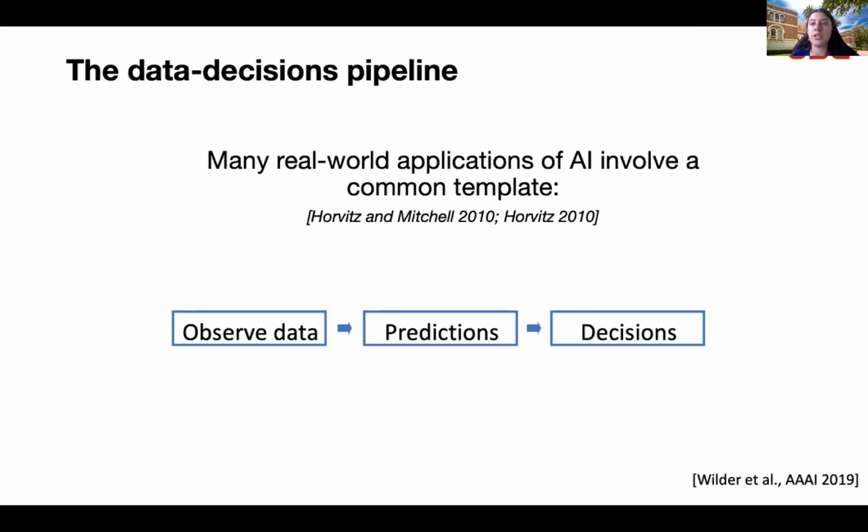And as most of you know, many real-world applications involve a common template where we have some observed data. Based on this data, we need to make predictions about parameters that we care about. And with these parameters in hand, we need to make decisions in the real world with whatever constraints our organizations have. And so this is really a very common setting.